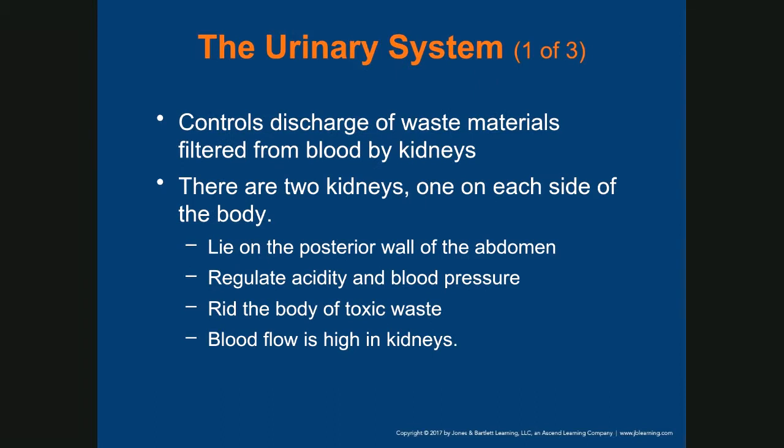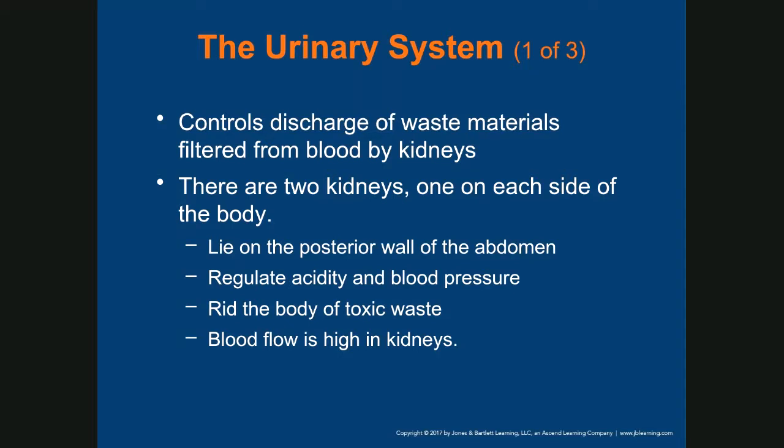All right, the urinary system controls discharge of waste materials filtered from blood by the kidneys. There are two kidneys, one on each side of the body, and the kidneys are retroperitoneal, right? So they lie on the posterior wall of the abdomen. They regulate acidity and blood pressure, and rid the body of toxic waste. The blood flow is very high in the kidneys.